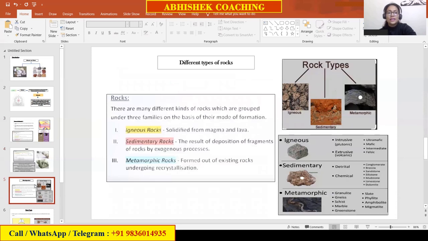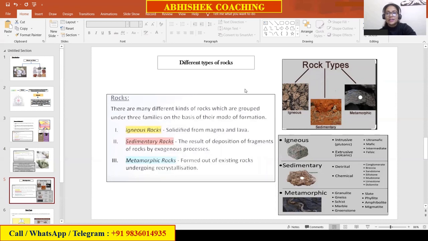Now, what is igneous rock? Basically, igneous rocks are formed from melted rock deep inside the earth, whereas sedimentary rocks are formed from layers of sand, silt, dead plants, and animal skeletons. And what is metamorphic rock? Metamorphic rock is formed from other rocks that are changed by heat or pressure underground. So these are the rocks.